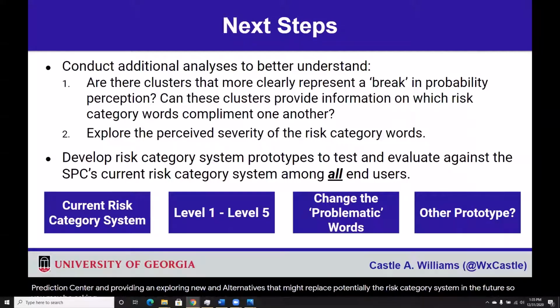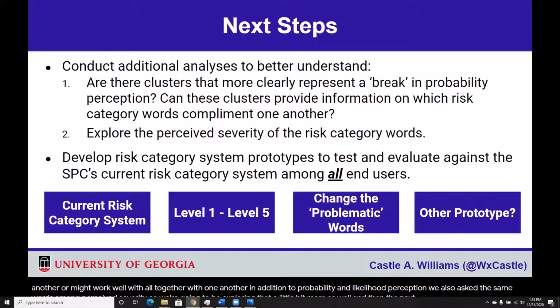So you may be asking, what are our next steps? So I told you this was preliminary data. So we're going to be running additional analyses to better understand, are there clusters that more clearly represent a break in the probability perception? Can these clusters provide information on which risk category words complement one another or might work well together with one another? In addition to probability and likelihood perception, we also asked these same words among perceived severity. So we're going to be exploring that a little bit more as well.